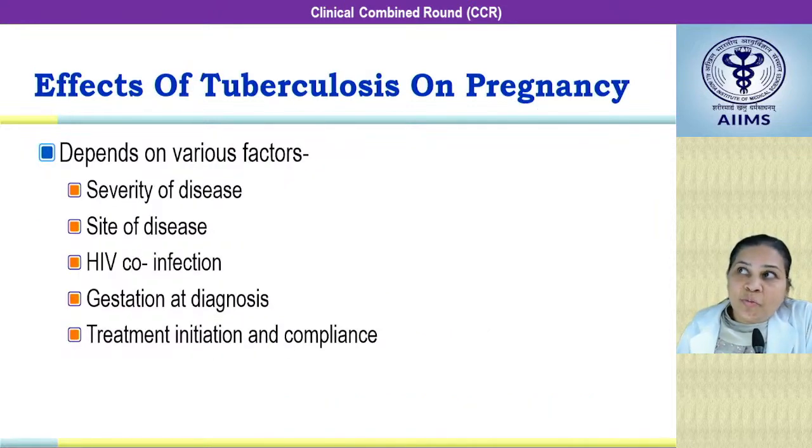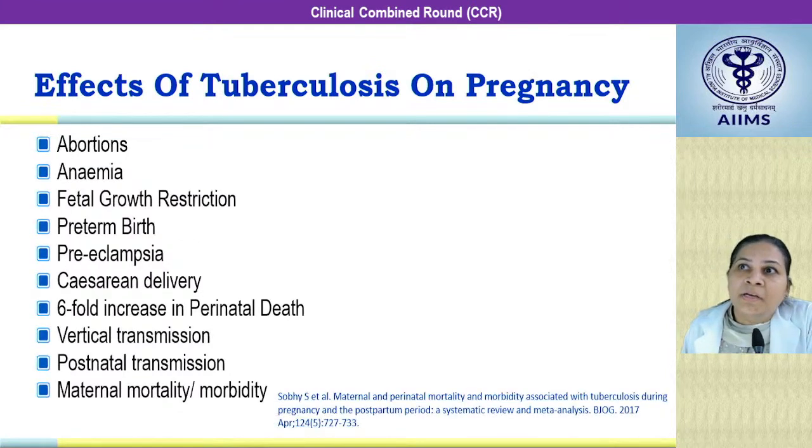The effects of tuberculosis on pregnancy depend on various factors: if the disease is severe, the site of infection is extrapulmonary, is there an associated HIV co-infection, or there is advanced gestation, or late treatment initiation, or poor compliance. These are the leading factors for adverse outcome. The effects of tuberculosis on pregnancy are increased chances of abortion up to 9 times. There are increased chances of anemia, fetal growth restriction, 2 times increased chances of preterm birth, preeclampsia, cesarean delivery. There are 6-fold increased chances of perinatal death.